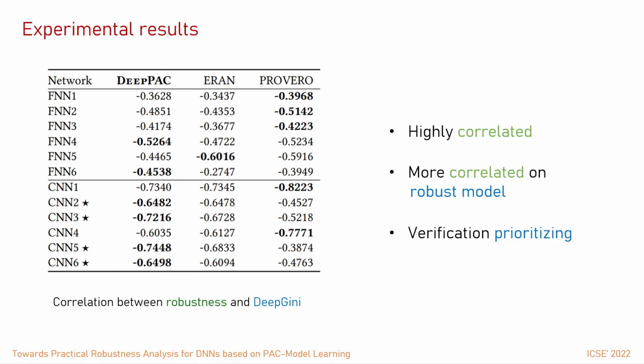We also calculate the Pearson correlation coefficient between the maximum robustness radius estimation and the DeepGini index. DeepGini is a test prioritization metric that measures the confidence of a DNN prediction on the corresponding input. We found that all 3 tools are highly correlated to the DeepGini index. DPAC is especially more correlated on the robust networks, marked with a star. This suggests we can use such metrics to prioritize the inputs to find unrobust cases earlier.